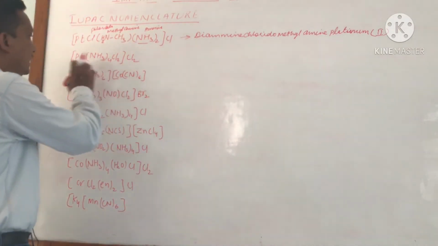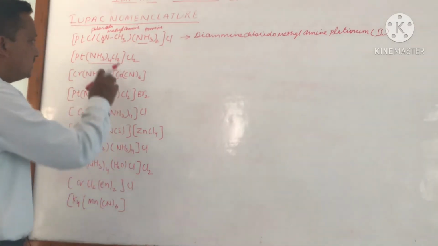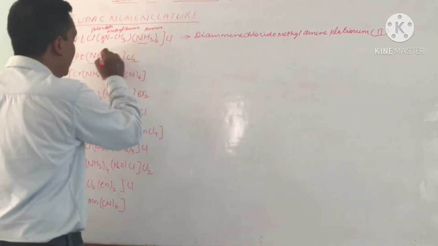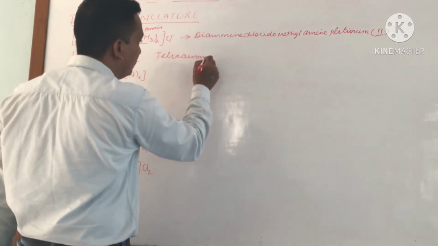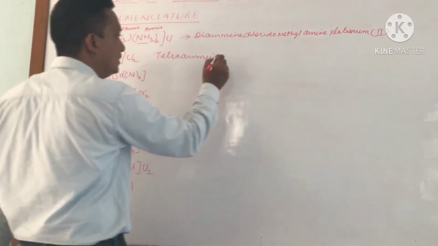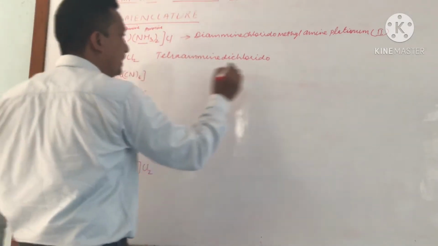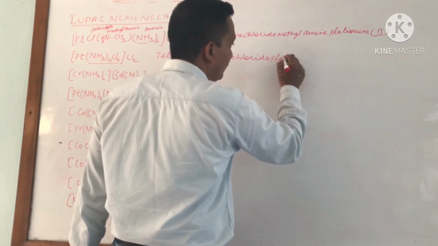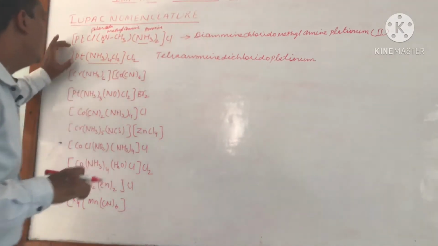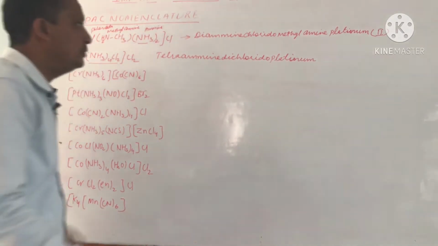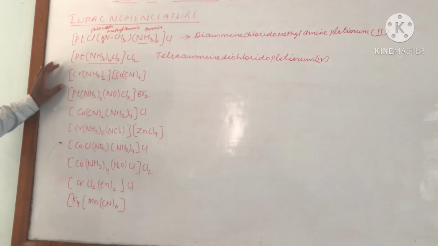Okay, next we are taking this name. First we are to write the name of the ligands, and ligands should be arranged alphabetically. So first of all we write amine, so tetraamine, dichlorido and platinum, and the oxidation state of the platinum in this complex would be 4. So platinum(IV). So this would be the IUPAC nomenclature.